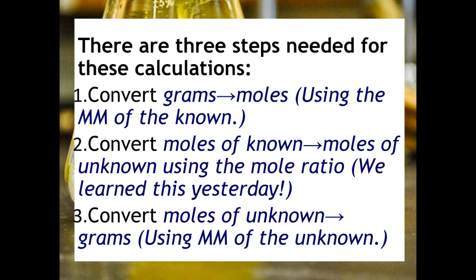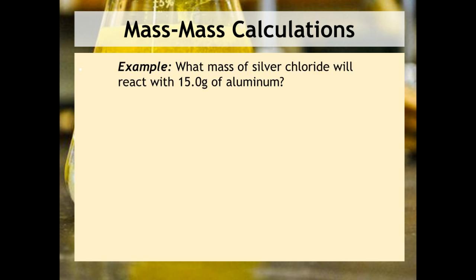So step 1, convert what you're given, grams, to moles. Then step 2, convert that to your unknown moles by using your mole-to-mole ratio that we learned yesterday. Then step 3, convert that new moles to grams. If that confuses you, let me show you what I mean.